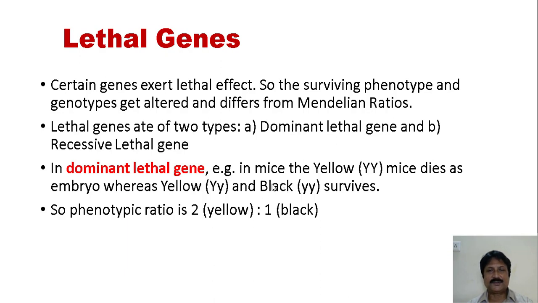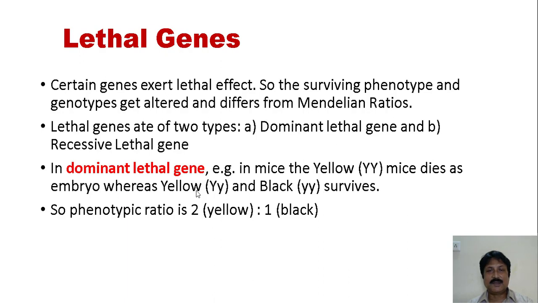As we have seen in the case of monohybrid crosses, capital Y cross with small y. This gives the F2 ratio. So it should give 3:1. That means 3 will be yellow and 1 will be black. But if you see the genotype, then what happens? 1 will be capital Y capital Y, 2 will be capital Y small y, and 1 will be small y small y.